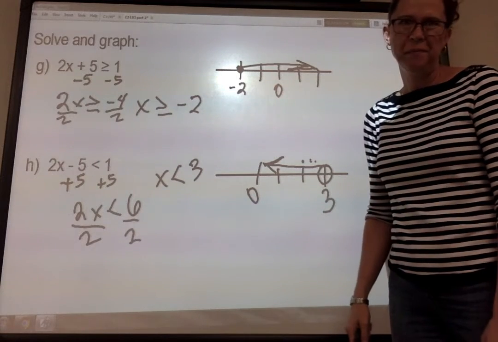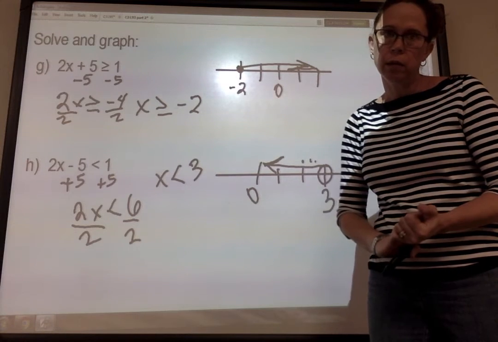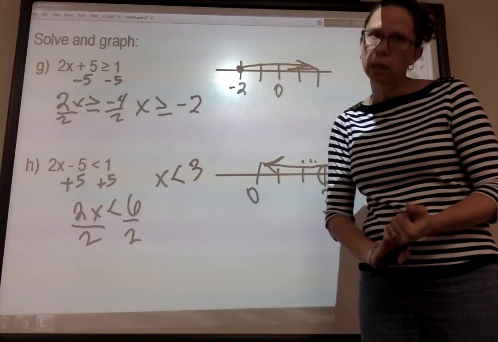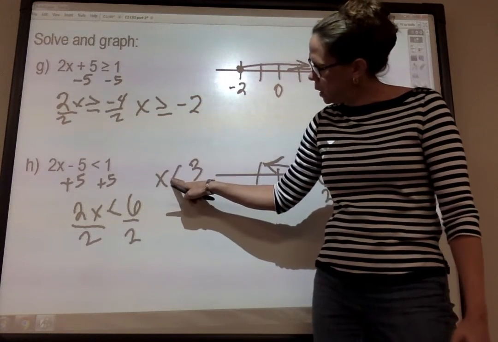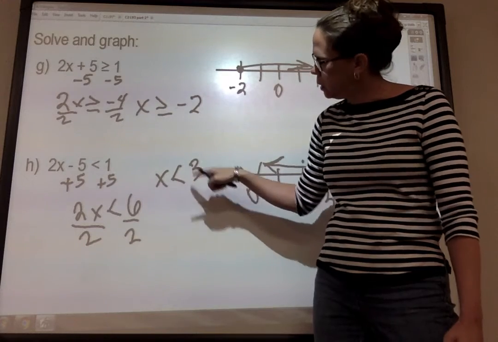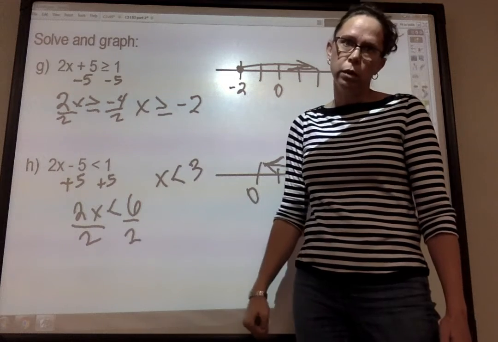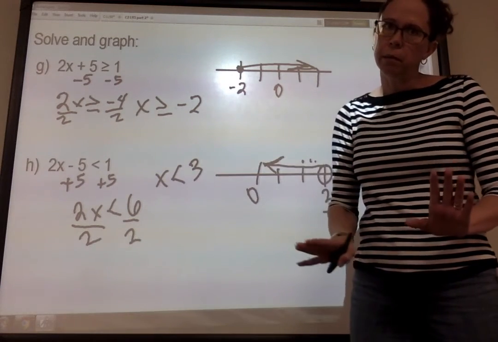Okay? Be careful reading your less than, greater than signs. Whatever end of it is right next to the X, that's what gets said first. If the little end is next to the X, X is less than 3. If the big end opens to the X, X is greater than or equal to negative 2. Okay? Don't get them mixed up.